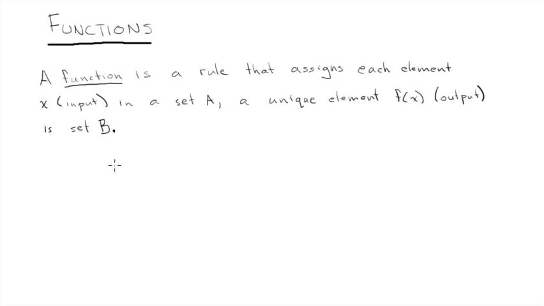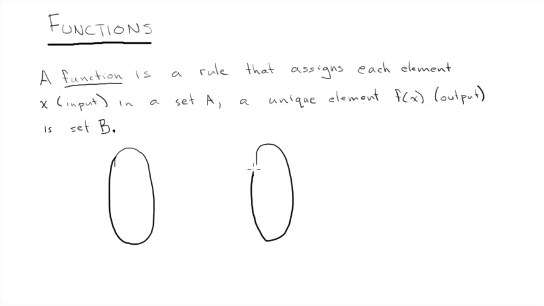One way to see what this means is to think about it as a picture. We'll have two sets. The first set we'll call set A, and the second set we'll call set B. Set A is usually referred to as the domain, and set B is usually referred to as the range.